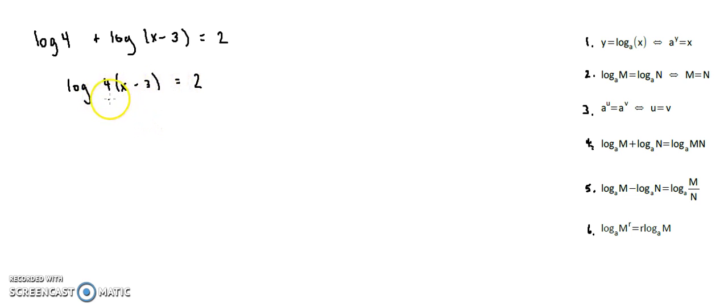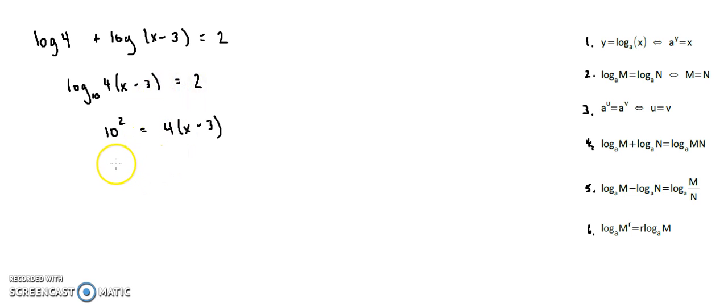We can use rule number 1 and convert that to exponential. But in order to convert this to exponential, we've got to know what the base of this logarithm is. So you have to remember that common log is base 10. When there's no base written here, it's implied to be a 10. So now that we remember that, we can convert it to exponential. The base is 10, the exponent is 2. So we've got 10 squared is equal to 4 times x minus 3. Okay, so we take log is equal to a number, and we convert to exponential.